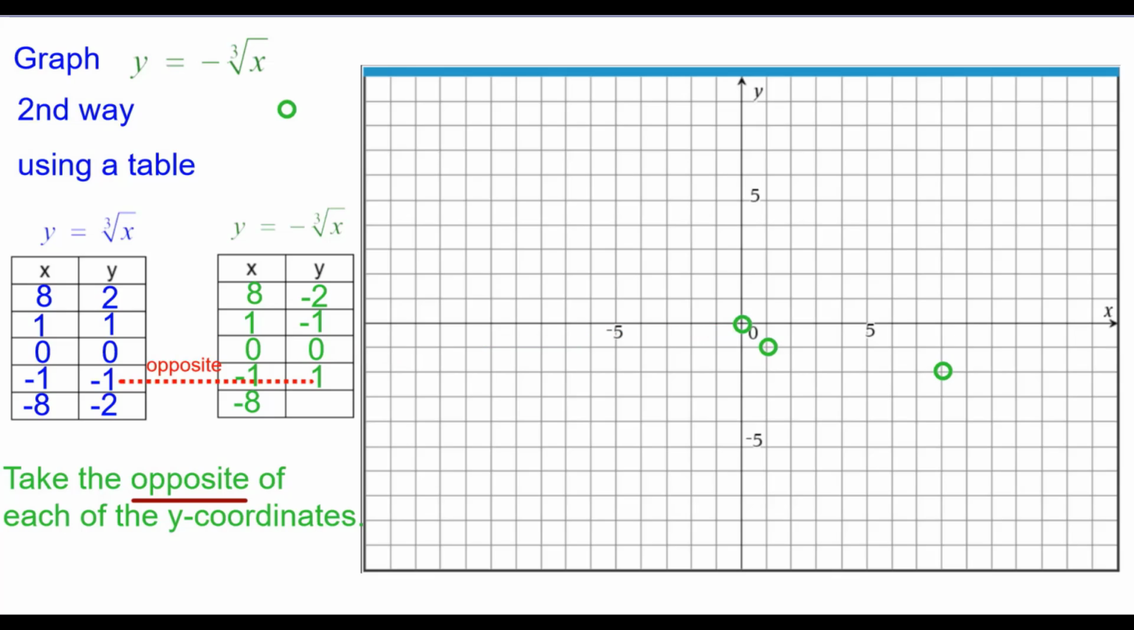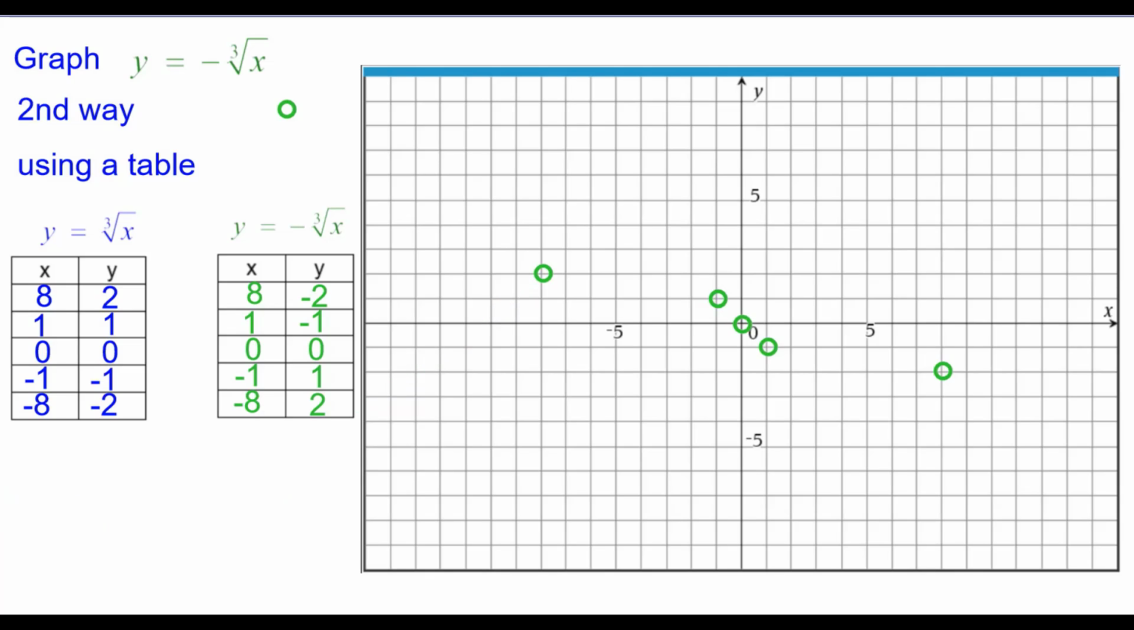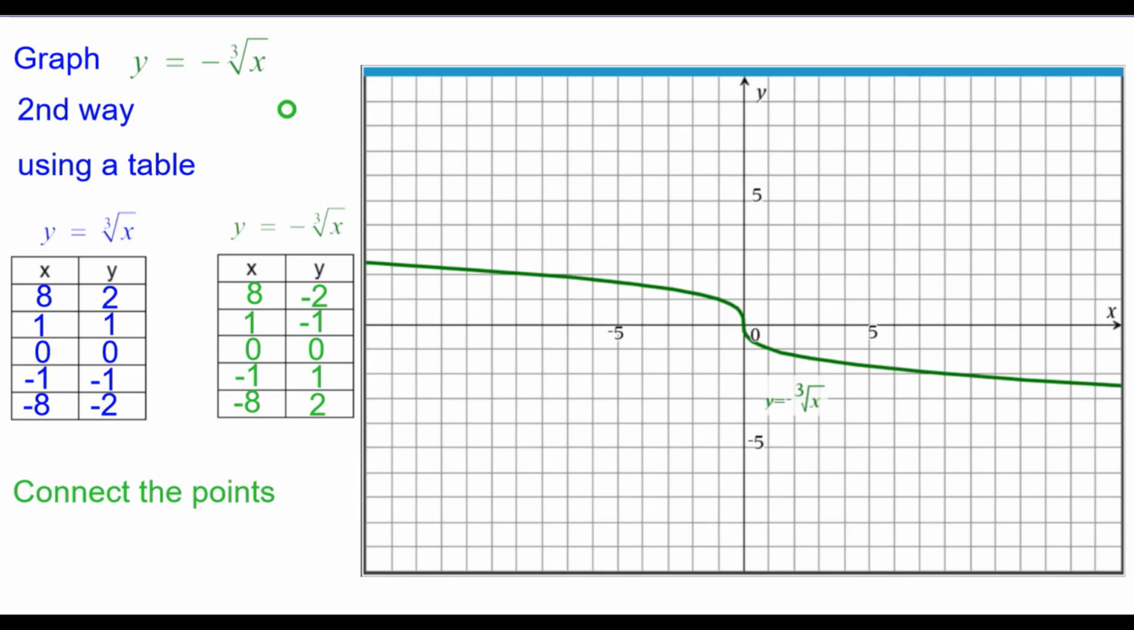Opposite of negative 1 is positive 1, so left 1, up 1. And the opposite of negative 2 is positive 2, so left 8 and up 2. Connecting those points, we get y equals the opposite of the cube root of x again.